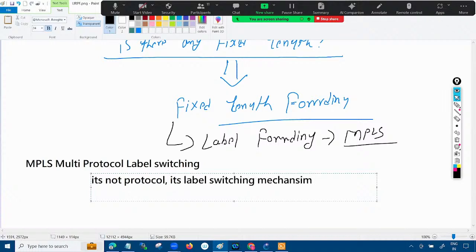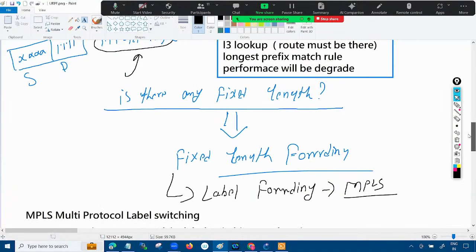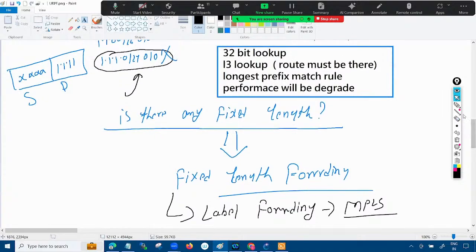Under this MPLS, we have a protocol. We'll see that, don't worry about that. So in MPLS, what happened? Now we have label forwarding. So instead of doing the 32-bit lookup, now we have a 20-bit label. The first issue has been resolved. I have improved the data performance. How? Instead of the 32-bit lookup, now I have a 20-bit lookup.